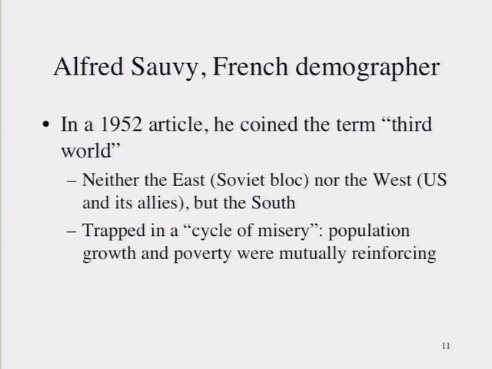And then, in 1952, according to Connolly, he coins the term third world. And this catches on and becomes the term that we are familiar with now, capitalized, right? He suggested that this third world was not the East, not the Soviet bloc, and not the West, not the U.S. and its allies, but the South. It was the poor countries of the South, and that they were trapped in a cycle of misery in which population growth and poverty were mutually reinforcing.